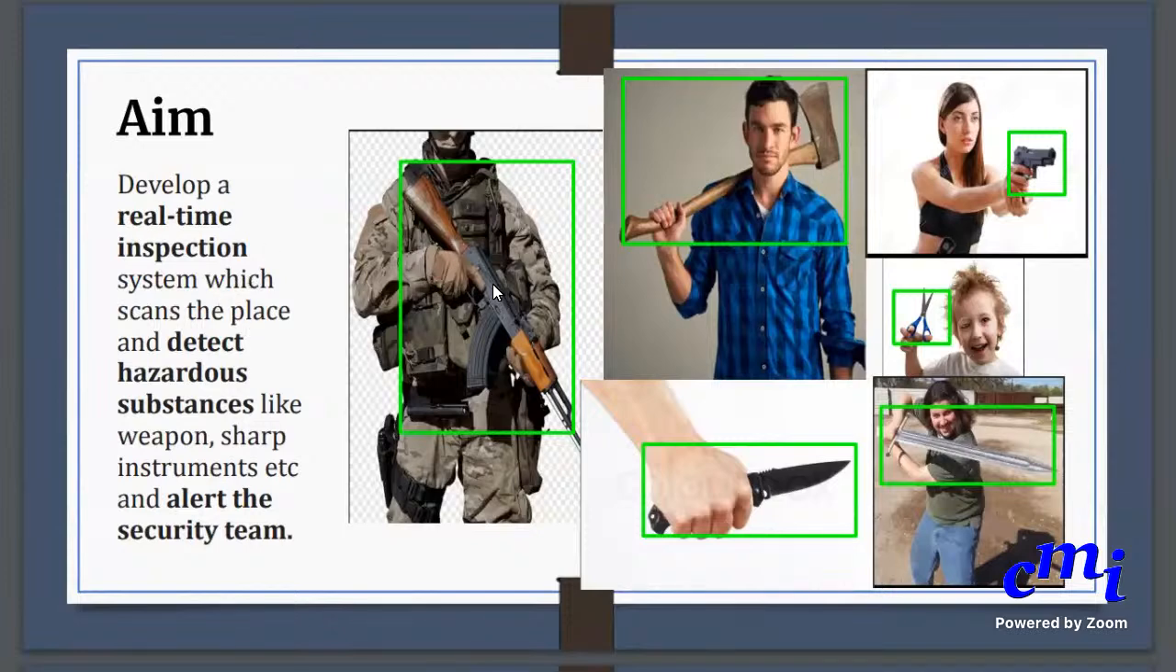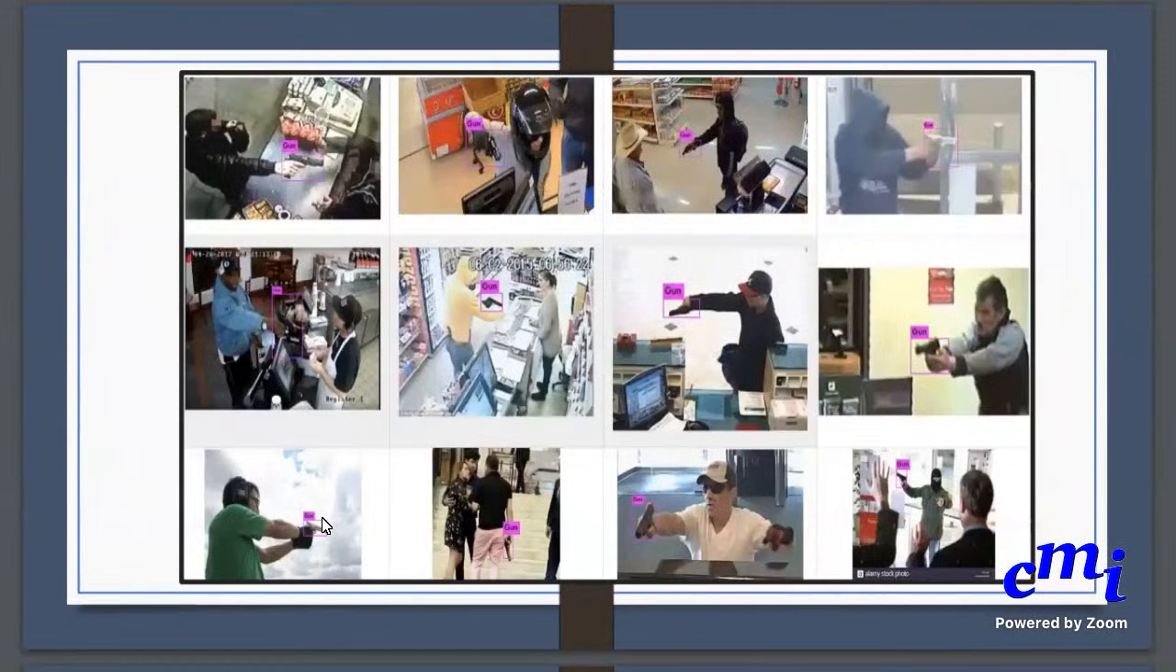So these are some instances of sharp objects, like a possibility could be an axe, scissors, or a knife, or maybe a pistol, and this will alert the security team, maybe at any mall or any airport security. So that is what the use case of the project looks like.